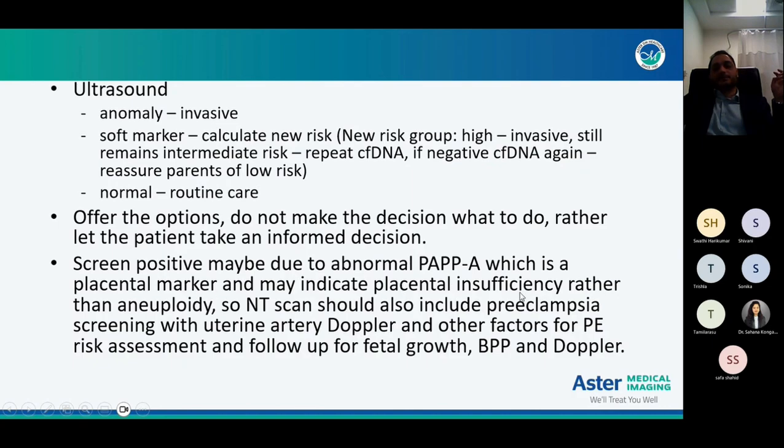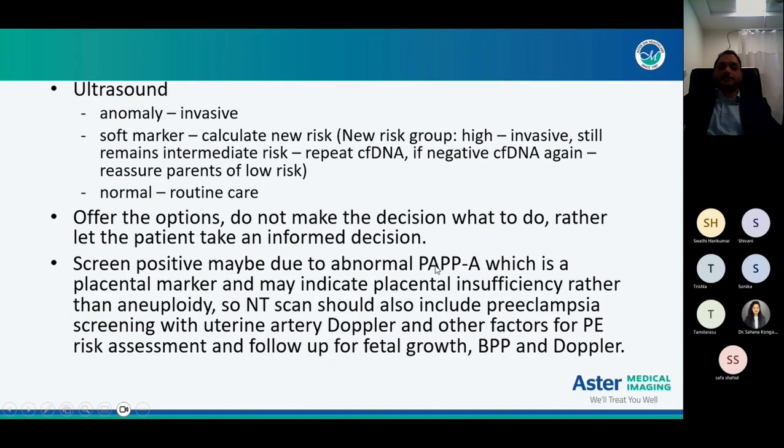So it can indicate placental insufficiency also, rather than an aneuploidy. So we should make sure that in the NT scan itself, we rule out preeclampsia also. That is, take the uterine artery Doppler, the mean PI, and then feed it. For that also, there is a free calculator with the Fetal Medicine Foundation available for preeclampsia risk assessment, where we take the maternal risk factors, the mean arterial pressure, uterine artery PI, all these things together for preeclampsia risk assessment. And then later in the third trimester, you can follow for fetal growth, biophysical profile, fetal Doppler.